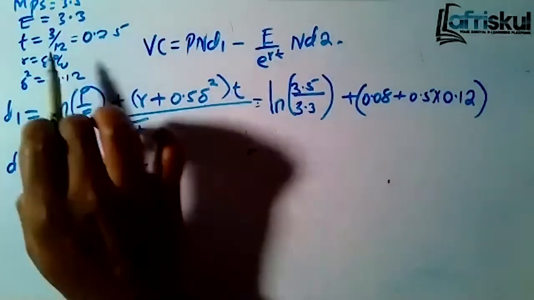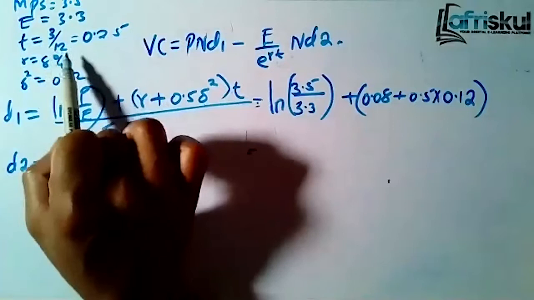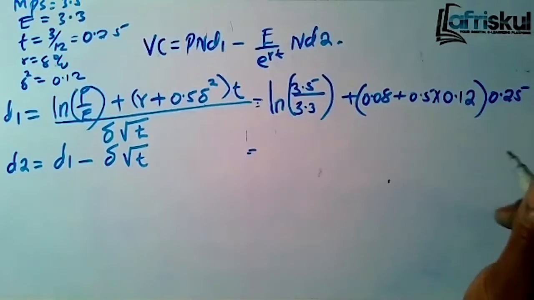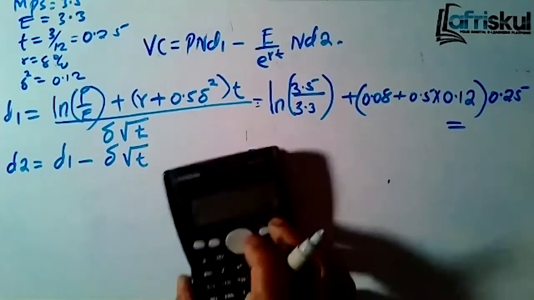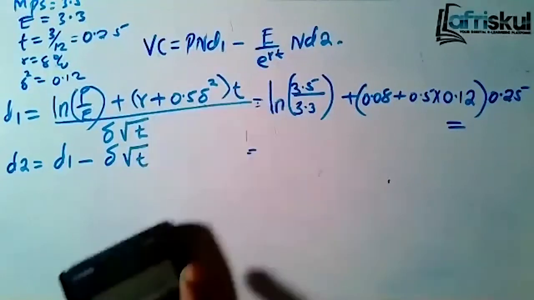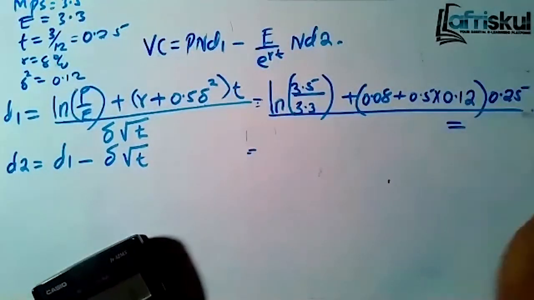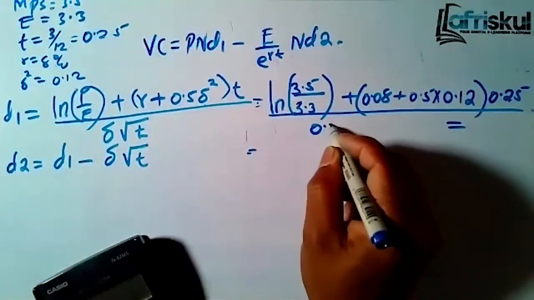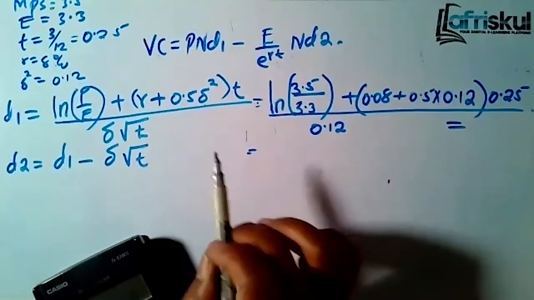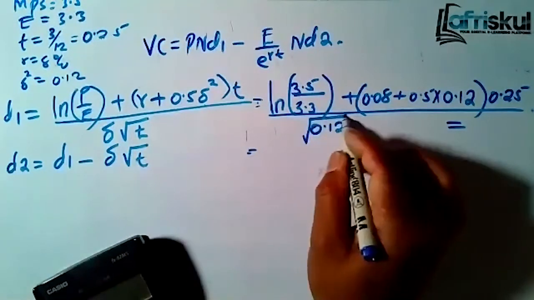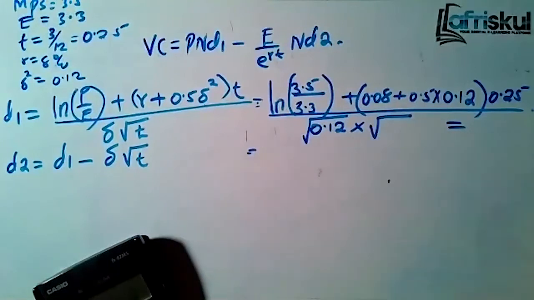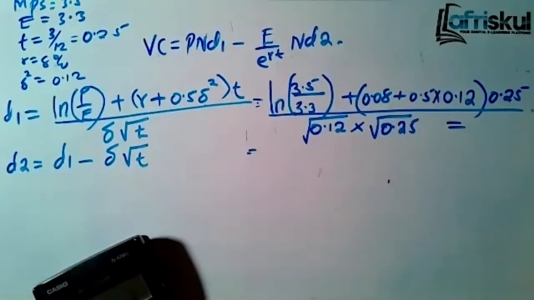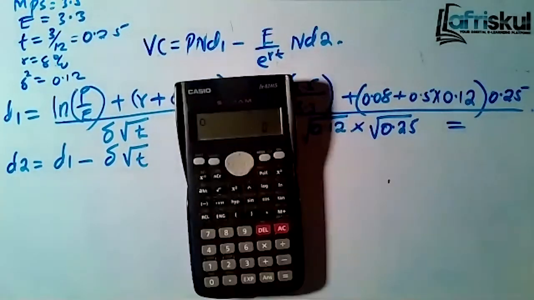Time remaining to maturity was 3 months, so you convert it into years. It's 3 over 12, which is 0.25. So how much do you get from that? Using my calculator, also all of it you divide by the standard deviation. In this case, we are given the variance 0.12. But remember this is the variance, we want the standard deviation, so you get the square root. Then you multiply by the square root of T, the square root of 0.25.